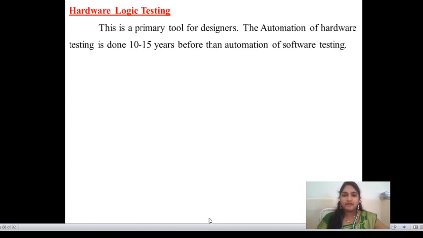So what is meant by hardware logic system? Generally, it is a primary tool for designers. Whatever the designers should perform, this is the way to define the primary tool as logic based testing. Generally, the automation of hardware testing was done 10 to 15 years before the automation of software testing.